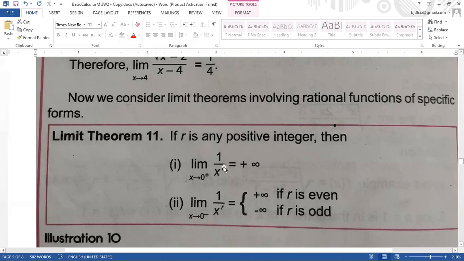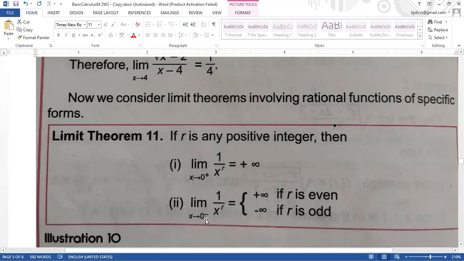So x raised to the power of r. What are positive integers? 1, 2, 3, and so on. Numbers from 1 upward. So we just look at whether x approaches 0 from the positive side. If it is 0 from the right, directly, our limit would become positive infinity.